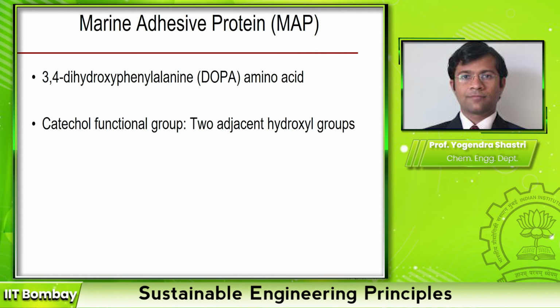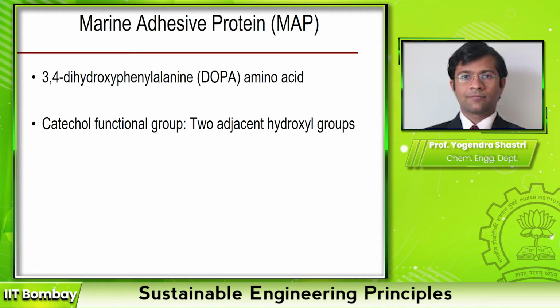So he wanted to find out what it is in the blue mussels that allows them to stick to the surface. And after investigating in the lab, he found out that there is a particular marine adhesive protein which has 3,4-dihydroxyphenylalanine, or DOPA as it is called, amino acid. So this particular amino acid allows blue mussels to stick to the surface. A specific functional group allows it to do this very well.